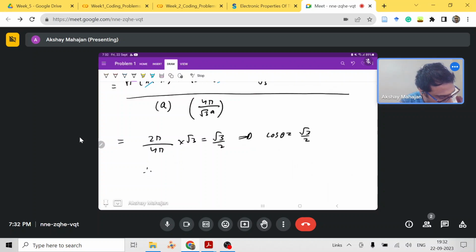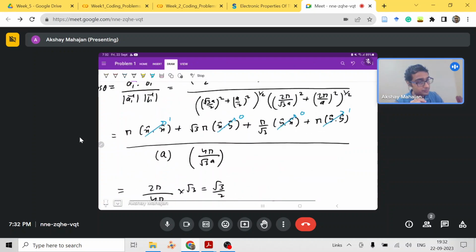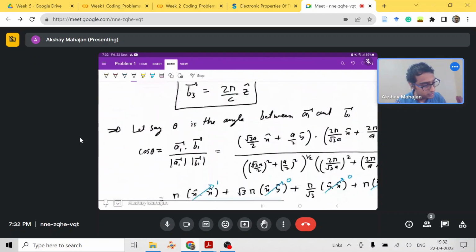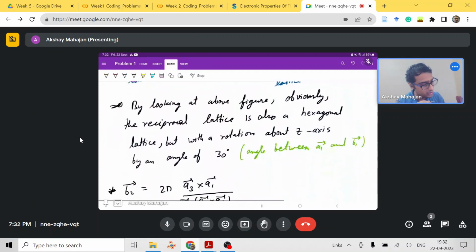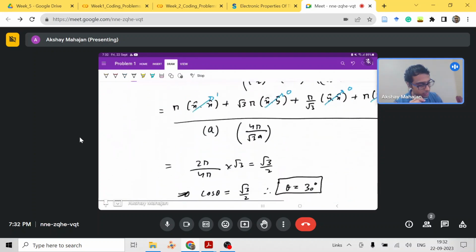Therefore, let me just write it here. So this implies cos theta equals root 3 by 2, and therefore theta will be equal to 30 degrees, because we know cos 30 degrees is root 3 by 2. So by this we have calculated that the angle between those two is 30 degrees. Last time I just brought it, and that 30 degrees is the angle between the v1 vector, and this time we have calculated it as well.